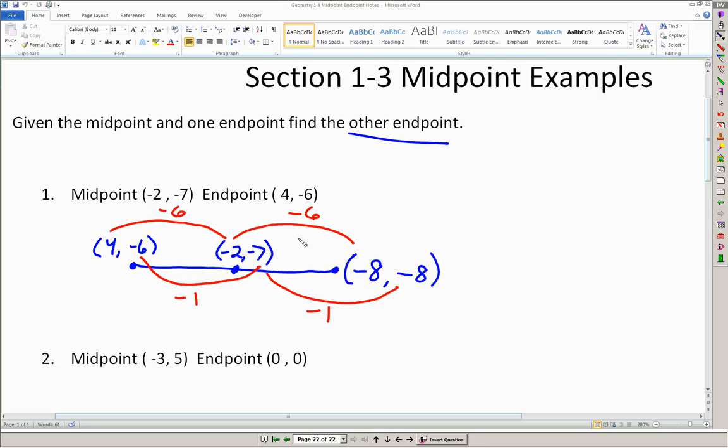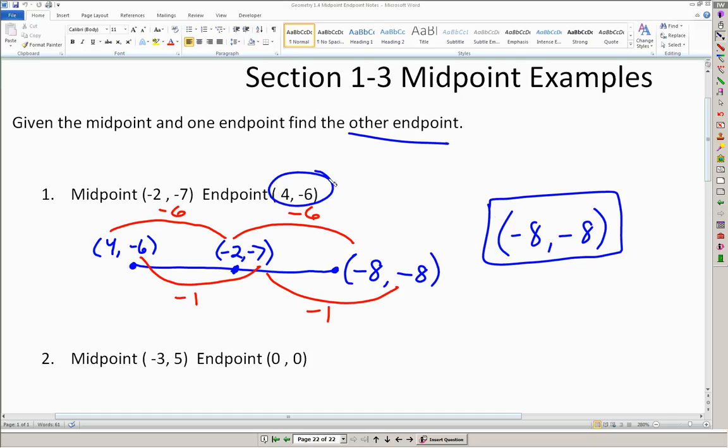How far apart are the x's? Go the same distance on the other side. How far apart are the y's? Go the same distance on the other side. So our answer is -8, -8. And we're not going to do this for each one, but if you wanted to check, you can do the midpoint formula with the endpoint and this endpoint that you just found, and you'll get the midpoint.